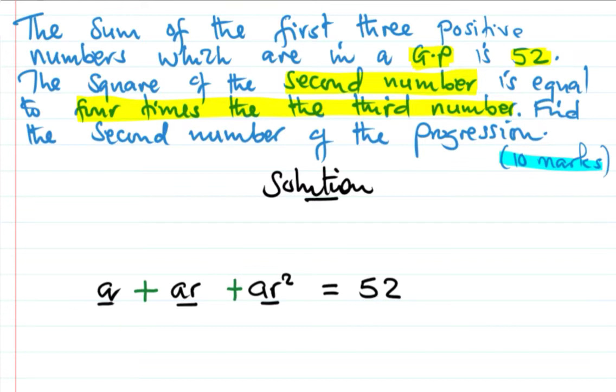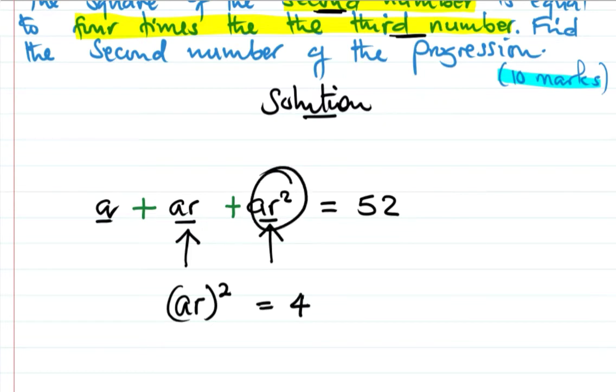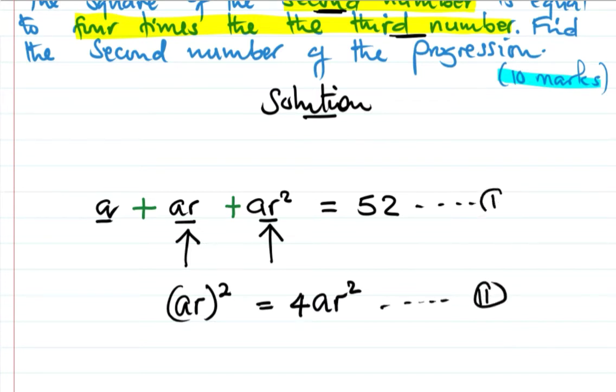Next, the square of the second term equals 4 times the third term. If you square the second term, you have AR, then squared, and this is equal to 4 times the third term, which is AR squared. This is equation number 2, and the earlier one is equation number 1.